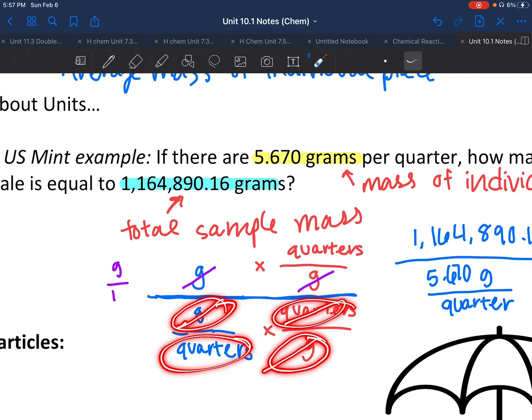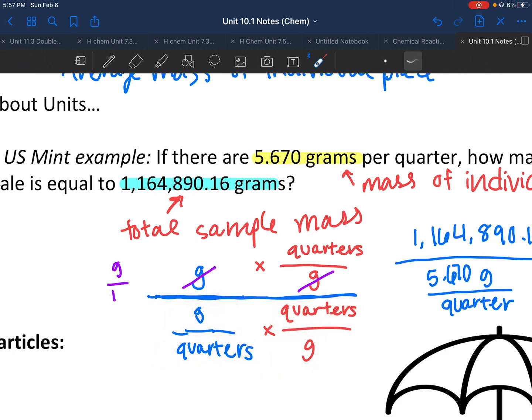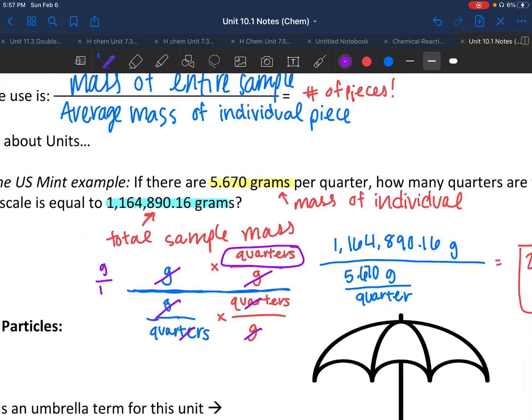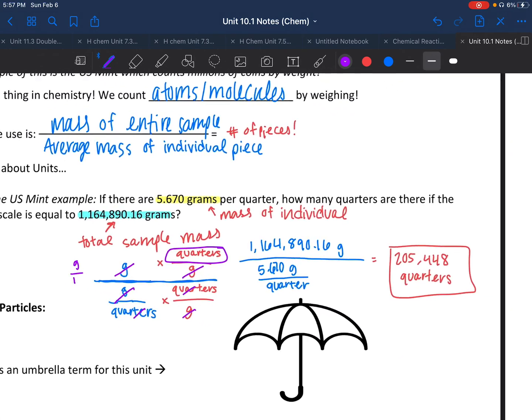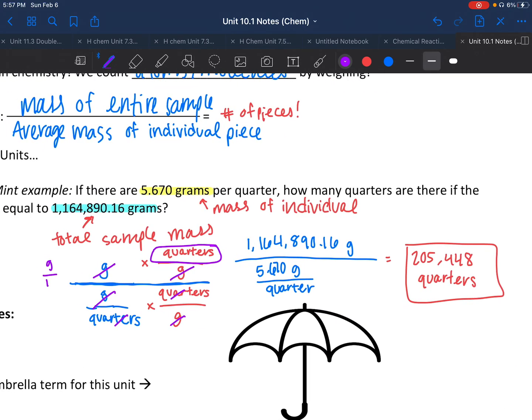Quarters and quarters cancel each other. So we end up getting rid of the whole entire bottom portion here. Then if you look, the only thing that's left is quarters, all right? So I'm showing you how this works. You don't have to necessarily be pros at this yet, but I'm showing you how we can get the right unit.